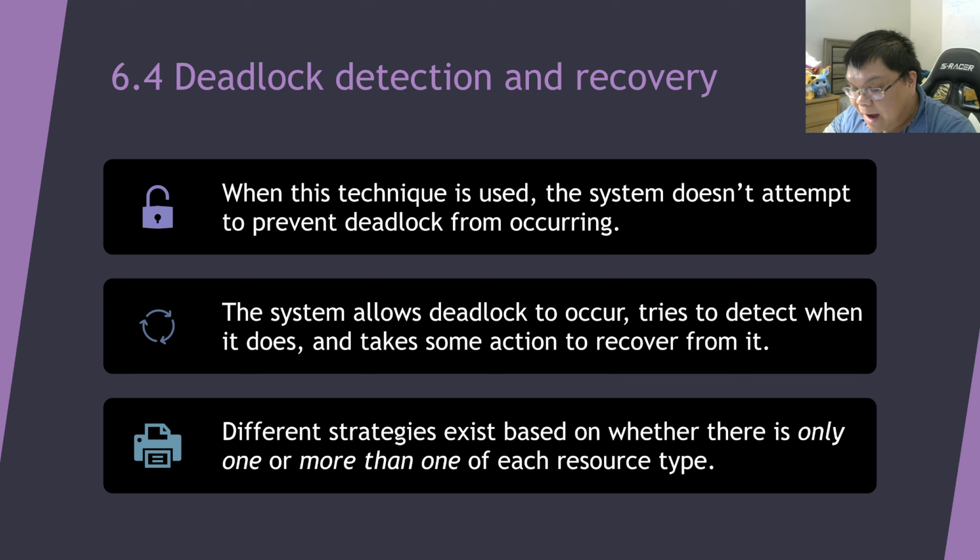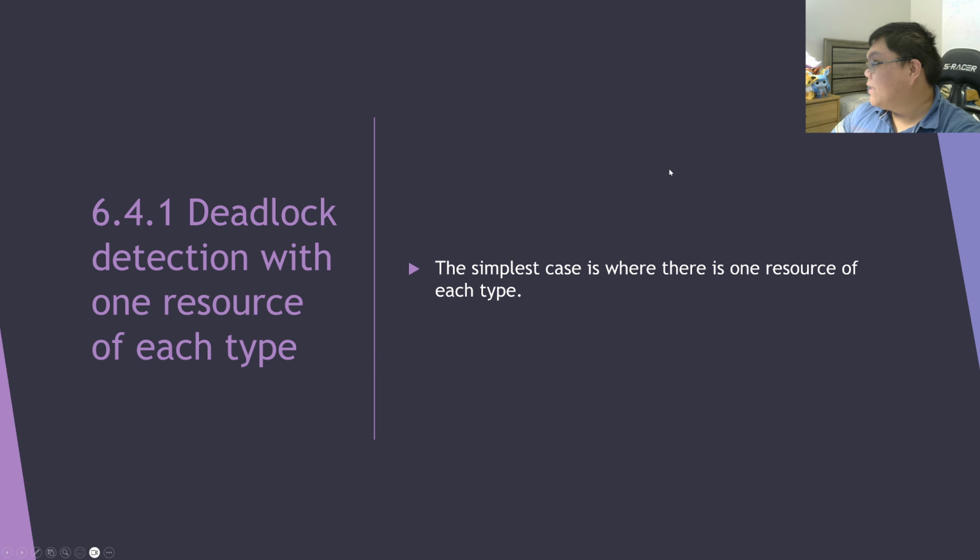Here, the operating system does not attempt to prevent deadlock from occurring. It lets it happen, tries to detect when it does, and takes some action to recover from it. And there are 2 strategies based on whether we have one of each resource type or multiples of each resource type. We're going to look at 2 algorithms for this, by the way. And the first one is the simplest, where we have one of each resource type.